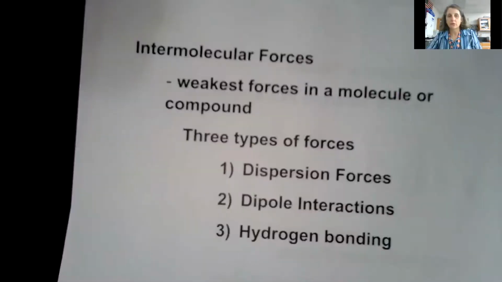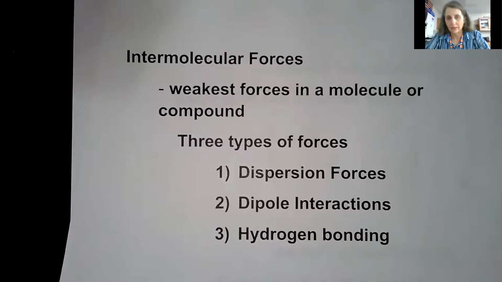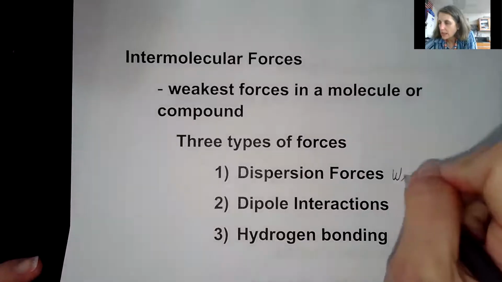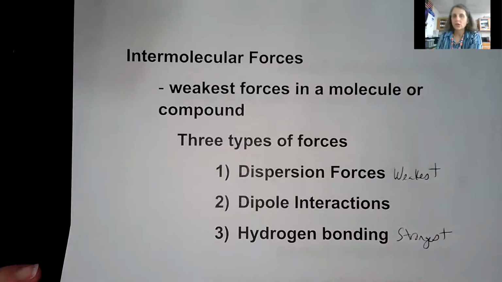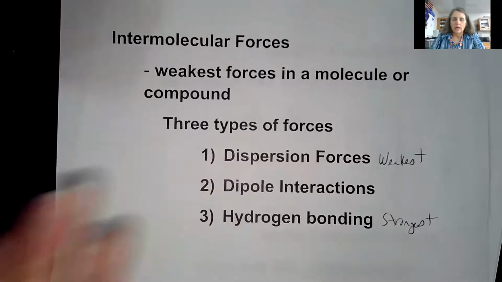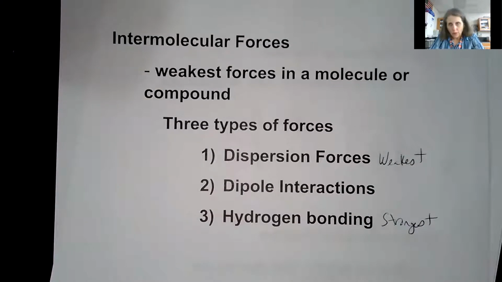So intermolecular forces are the weakest forces in a molecule or compound. There are three different kinds of forces that I'm going to talk about: dispersion forces, dipole interactions, and hydrogen bonding. Understand that on this list, the weakest of them all is the dispersion forces, and the strongest is going to be the hydrogen bonding, in relation to each other. So it's not going to be looked at according to ionic or metallics. Covalents are usually what we're dealing with for intermolecular forces, but just so you know the distinction between the two. I'm going to talk about each one of them individually.